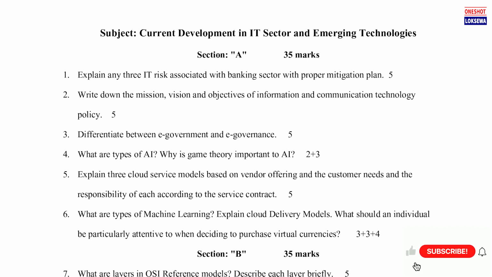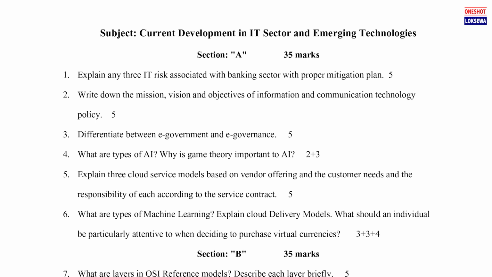Section A of 35 marks. 1. Explain any 3 IT risks associated with the banking sector with proper mitigation plan. 2. Write down the mission, vision and objectives of the Information and Communication Technology Policy. 3. Differentiate between e-government and e-governance.